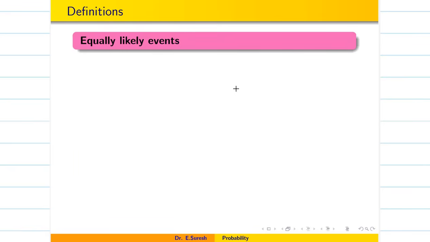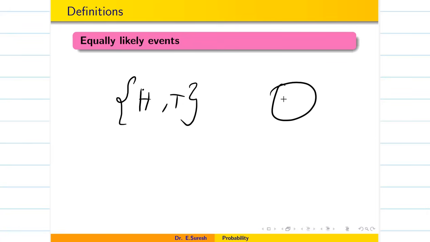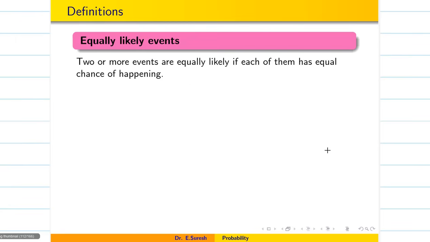Equally likely is very important in probability. When you throw a coin, you should have head and tail. Suppose I have a coin which has heads on both sides, this is very bad, okay? You will never get a tail. This is cheating. This cannot be equally likely. Now you understand what is meant by equally likely.